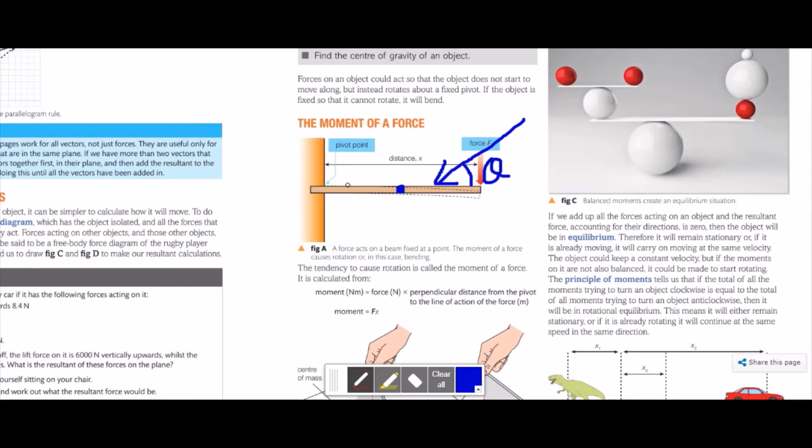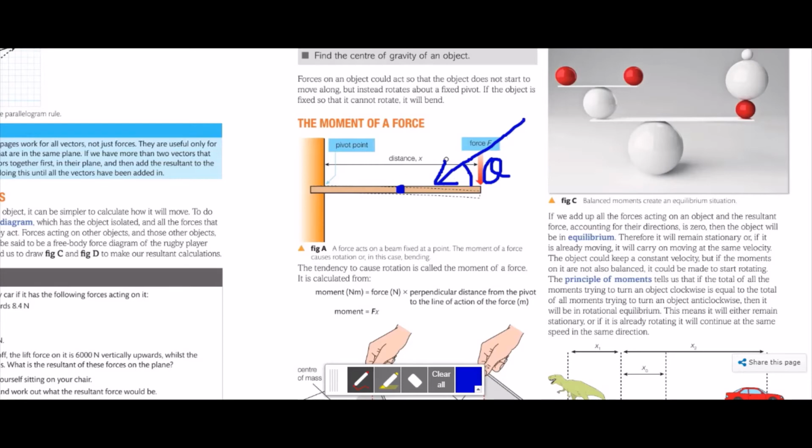From your daily life, you can experience the action of a moment when you open and close a door. What you are doing is basically applying a perpendicular force about the hinges of the door, and that makes the door move. If you were to apply a force whose line of action goes through the hinges of the door, it is not going to move because that force is not going to create any moment.